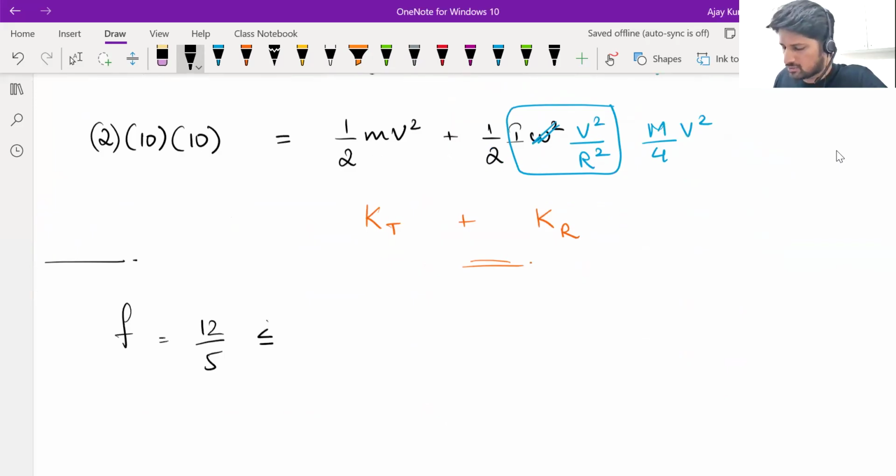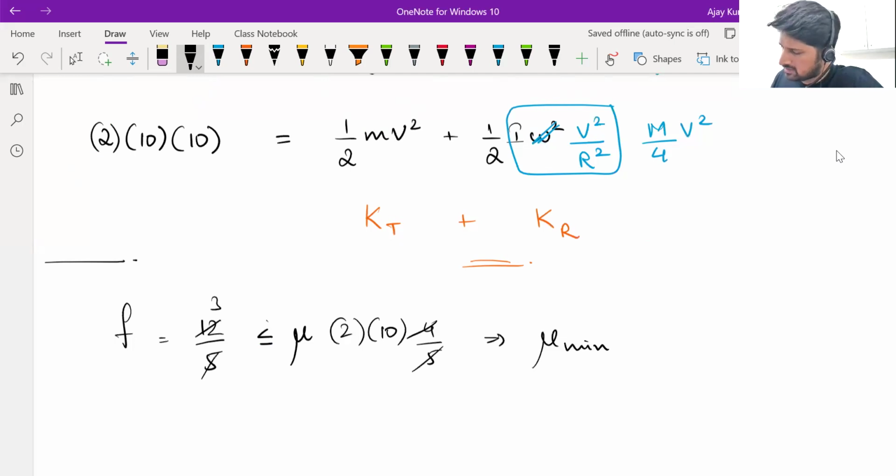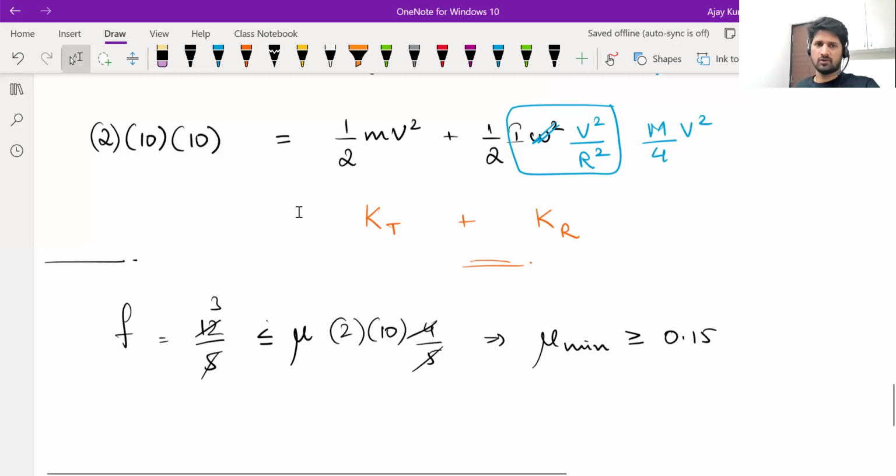The required amount of friction should be less than or equal to the maximum available friction. Maximum available friction is mu into normal force. Normal force is mg cos theta. Cos 37 is 4 by 5. So 5's cancel. 4 and 12, 3 times. So 3 by 20. So minimum coefficient of friction needed is 3 by 2 is 1.5 divided by 10 is 0.15. That much friction coefficient should definitely be there. If that much is not there, then friction is insufficient to prevent slipping. Then the object won't undergo pure rolling.